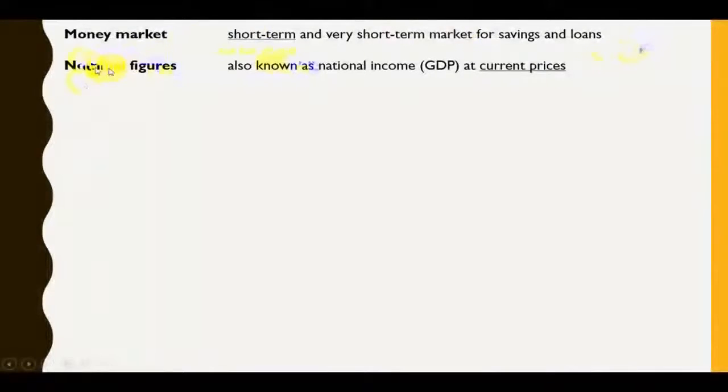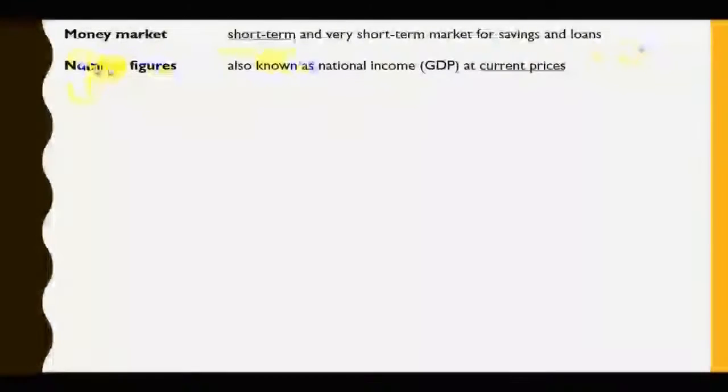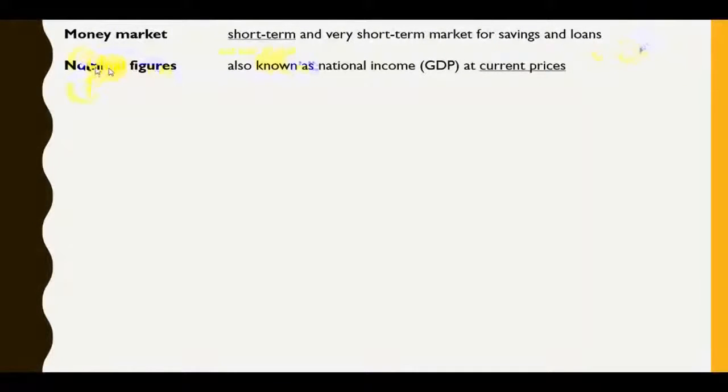We spoke about real figures in match the columns, and real figures are also known as figures at constant prices. So the other side of the coin for that is nominal figures, also known as GDP at current prices. Grade 12s, remember the difference between real and nominal figures.